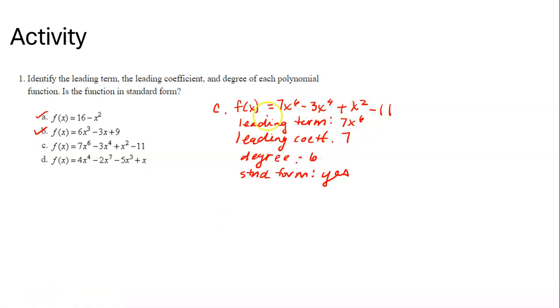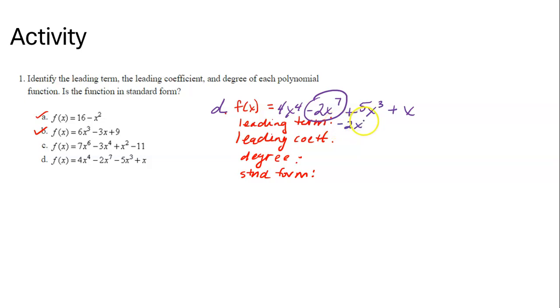I'm going to erase all of that and do D. All right, let me change colors here. So D, f of x is 4x to the 4th minus 2x to the 7th plus 5x cubed plus x. The leading term is going to be this one. That's the largest one. So negative 2x to the 7th. Leading coefficient is negative 2, degree is 7, and this is not in standard form because it's not in order. It should be 7, 4, 3, 1, but it is not.